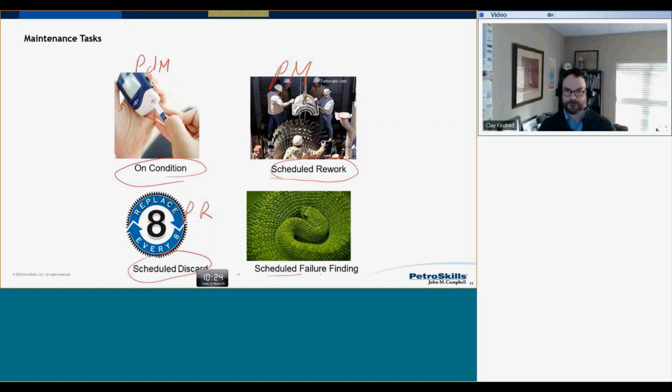This thing about scheduled failure finding applies mostly to instrumentation type failures, things like SIS systems. So the system's sitting there. I don't know if it's going to work or if it's going to fail until I test it. So that's what we talk about with failure finding: identifying what the problem is before it actually jumps up and bites us.